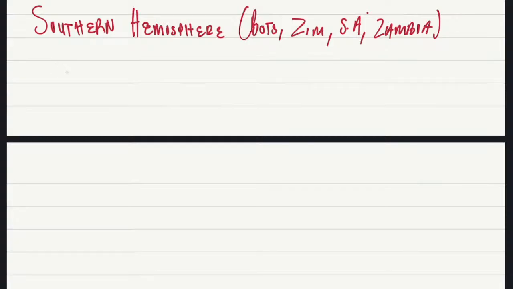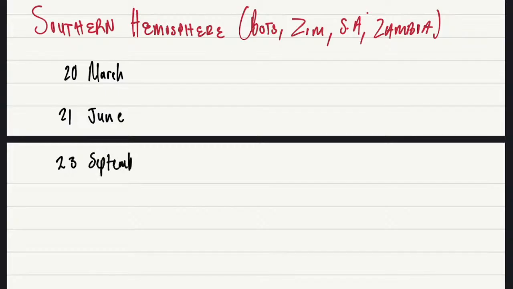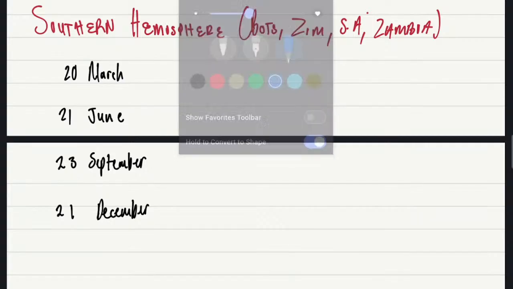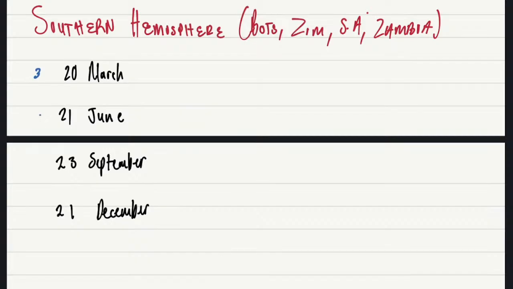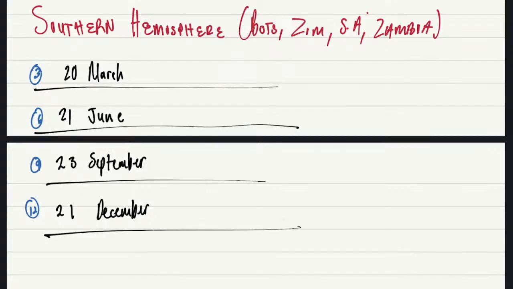It's not usually exact, but it's around 20 March. Then June, then September, and then December. It's like 3 months, 3 months, 3 months. These are 4 important days: the first 3 months, then 6 months, then 9 months, then 12 months. So it's divided into quarters. 20 March, 21 June, 23, 21. So 20, 21, 23, 21. Are you seeing?